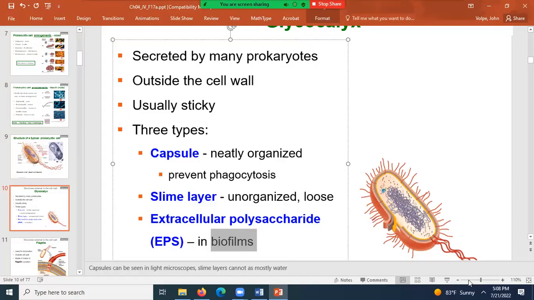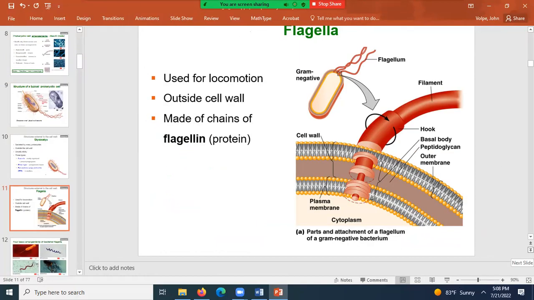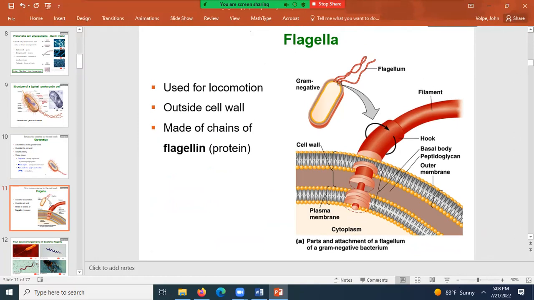All right. So there are three types of glycocalyxes. If you can see it in the light microscope, it's a capsule. The next structure we're going to talk about is the flagella. Flagella is plural. A singular one would be flagellum.